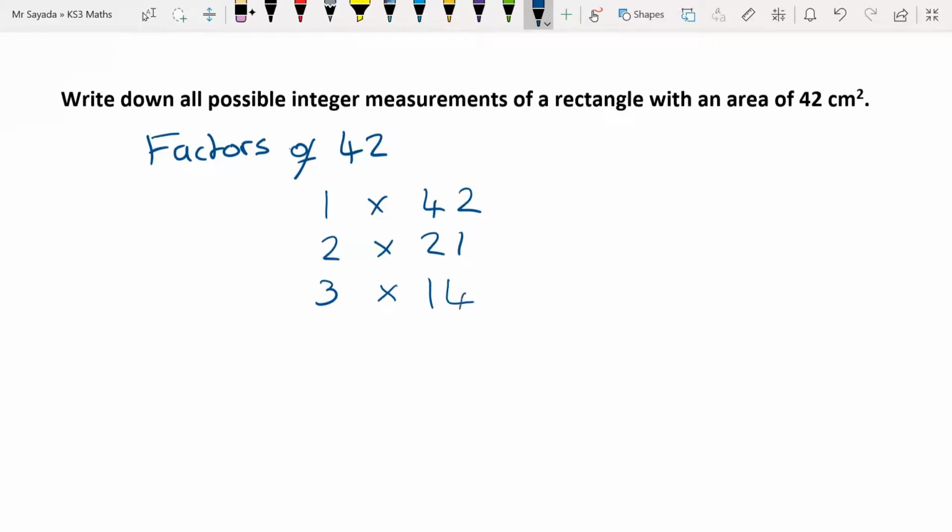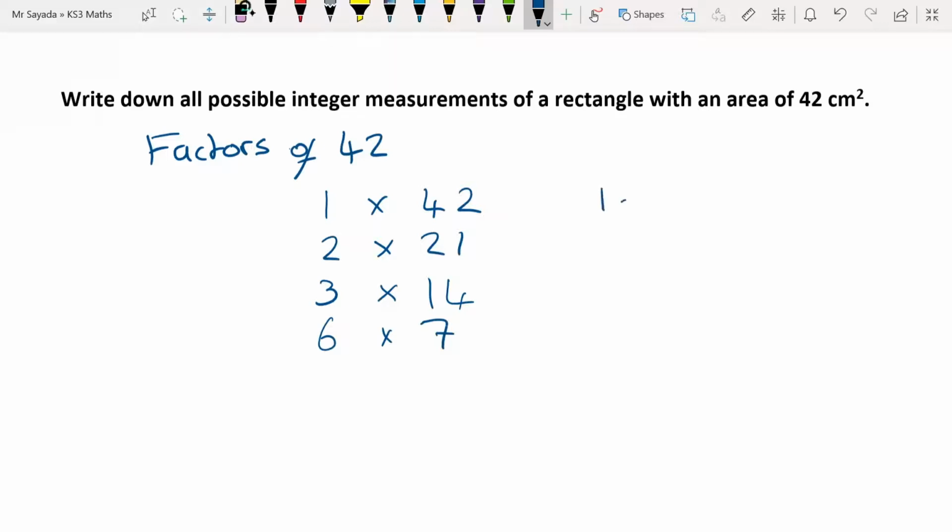Does 4 go into 42? Well, it's not in the 4 times table, so no. Does 5 go into 42? No, it doesn't end with a 0 or 5. Does 6 go into 42? Yep, it's in the 6 times table, so it's 6 times 7. And there's no numbers between 6 and 7, so there's nothing else to check. So those are my factor pairs. So those are my 4 solutions.